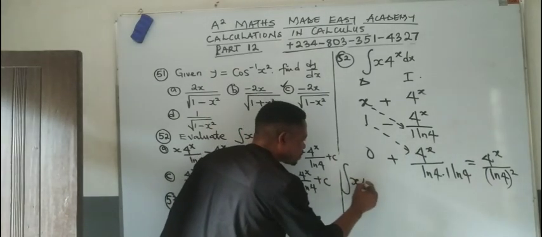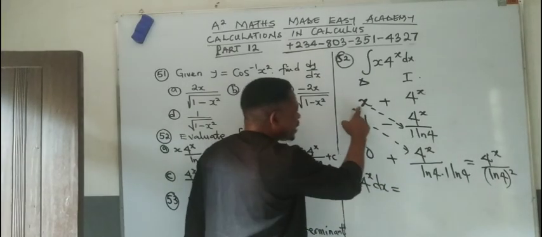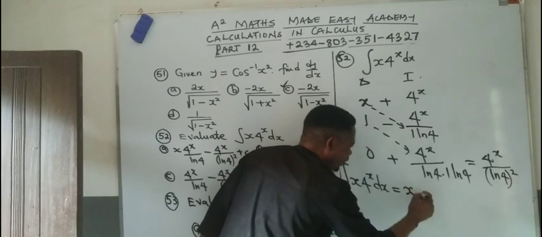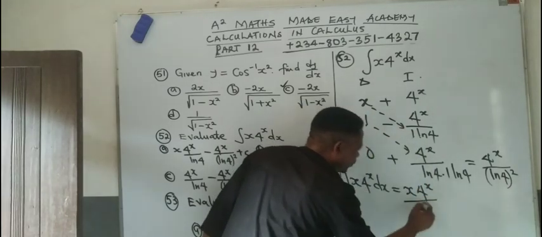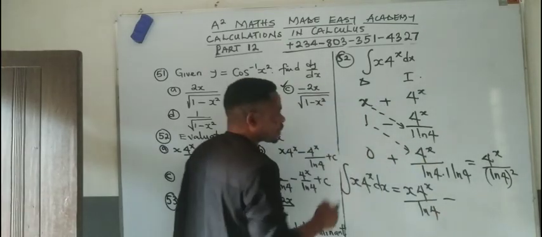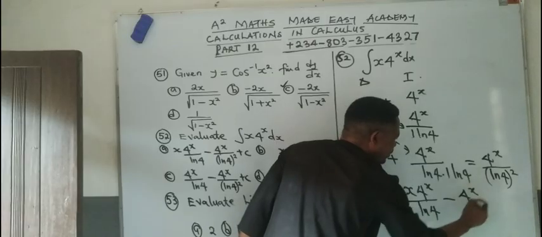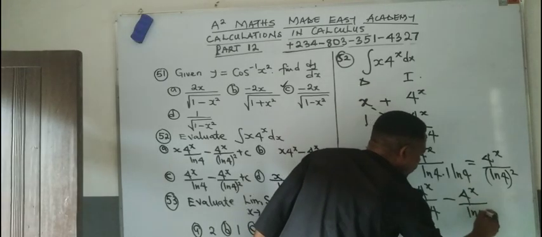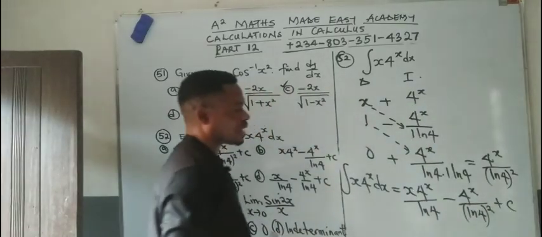Integral of x times 4 raised to power x. Be careful. x times this will give me x times 4 raised to the power of x. Then all over, 1 times log 4 will give me log 4. Then what follows it is minus. Then 1 times this now will give me 4 raised to power x. Then all over log 4, then all squared. Finally plus c. And that is the answer.